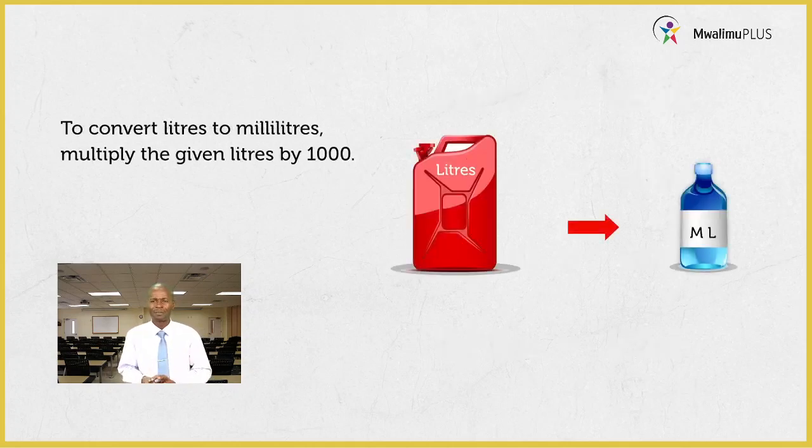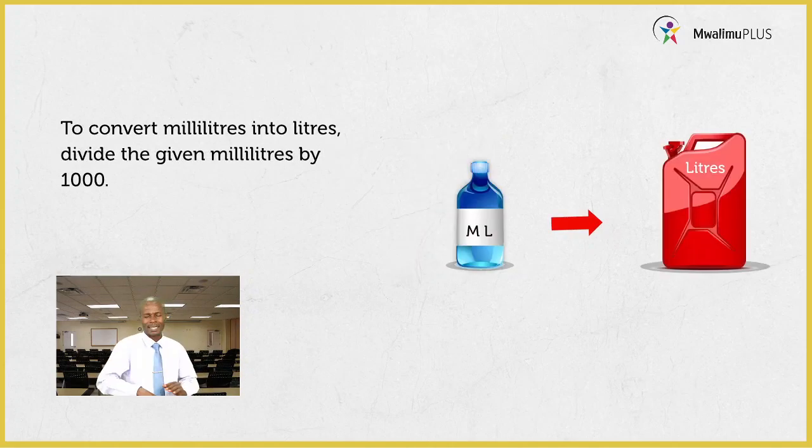Now, moving on, to convert, another thing that you need to remember is that to convert liters to milliliters, multiply the given liters by 1000. Just take the number of liters that you're given, then multiply by 1000. You will be getting milliliters. Now, to convert milliliters to liters, take the number of milliliters that you're given, and then you divide by 1000. That will help you to convert milliliters to liters.